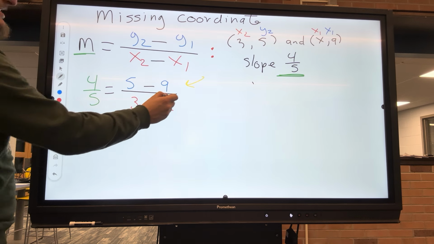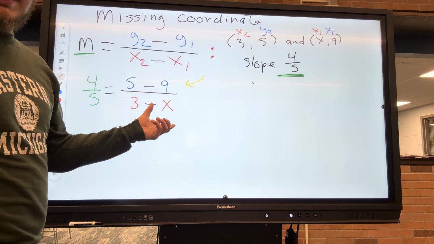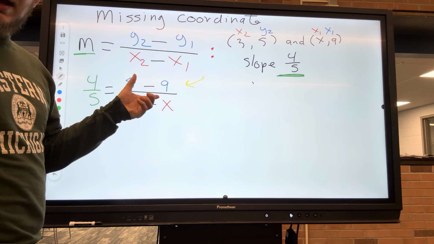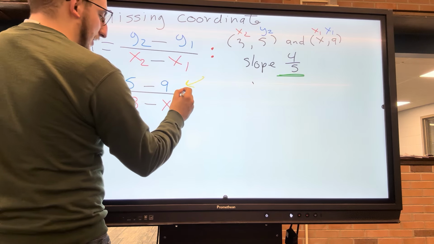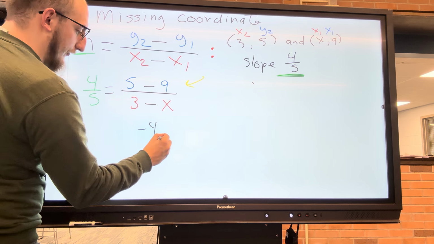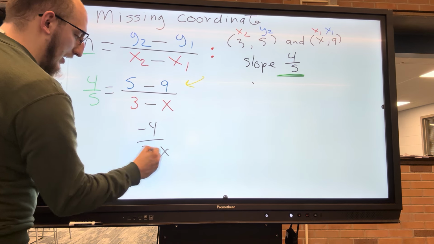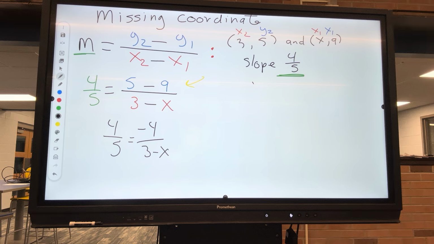So what I'm going to do is simplify this side if I can, right? We can't put 3 and negative x, we can't put 3 minus x together, but we can put 5 minus 9 together. So I'm going to simplify this and bring it down. What is 5 minus 9? That's right, negative 4. And then we have this, right? So now we have 4 over 5 equals negative 4 over 3 minus x.